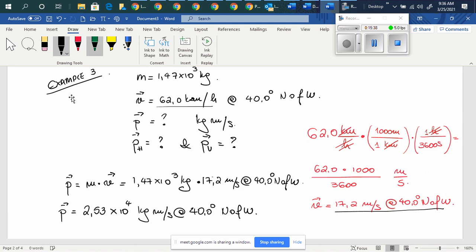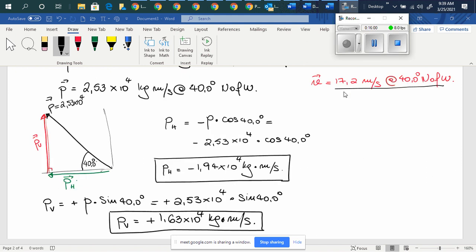And now on your own, stop the video here and find out what the horizontal component and vertical component are, and I will give you the answers so that you can check. So stop the video now and then you will see the work and the answers for the horizontal component and vertical component of momentum.